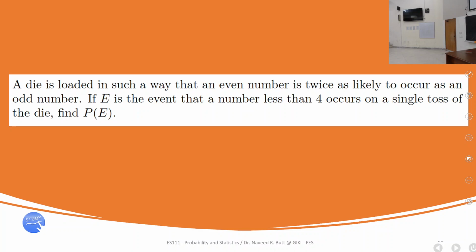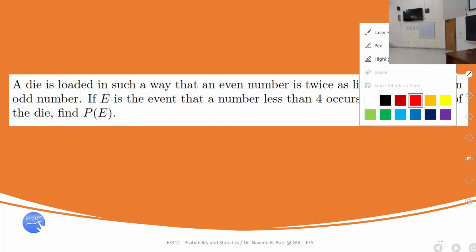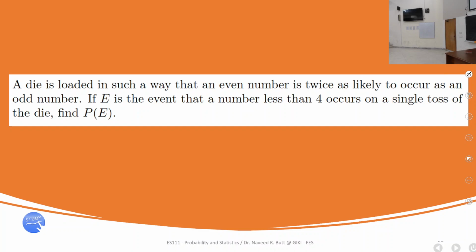First tell me, what are the possible outcomes? One, two, three, four, five, six. That's what can come, right? What's the probability of 1? We don't know. Call it alpha. What's the probability of 2? 2 alpha. Twice as likely. What's the probability of 3? Alpha. 4, 2 alpha. Now where will alpha come from? Can someone tell me?